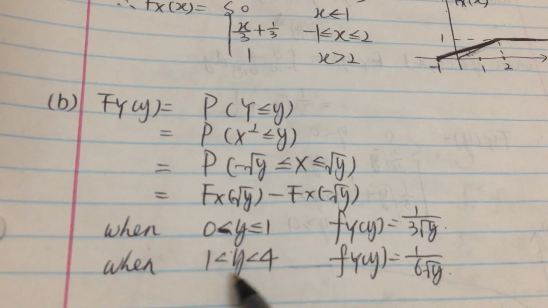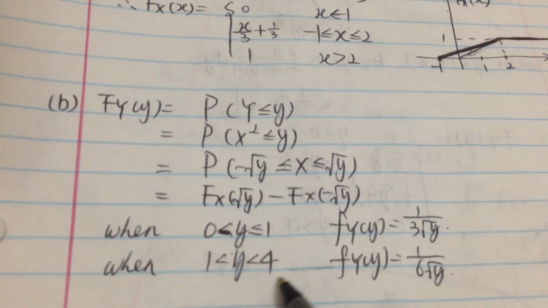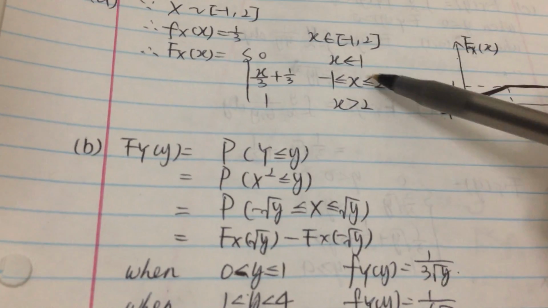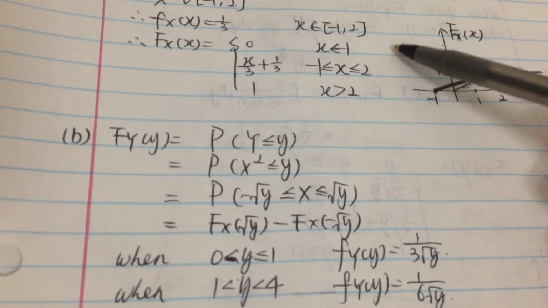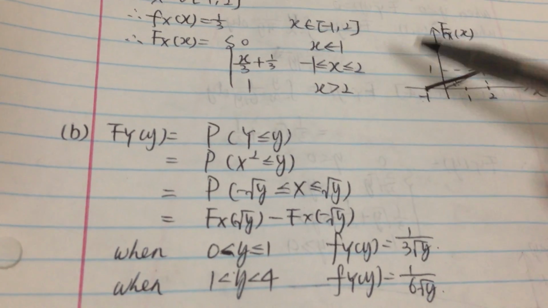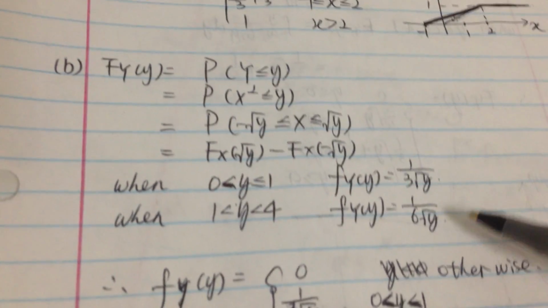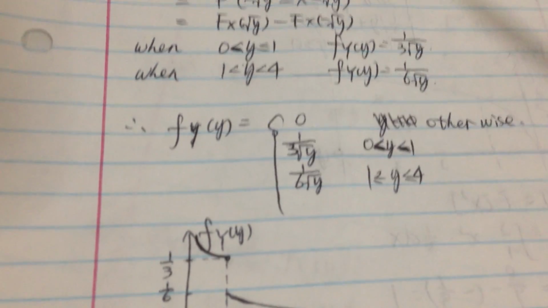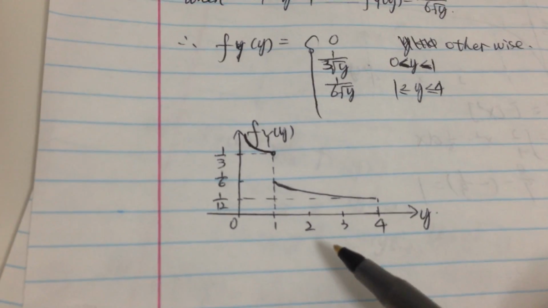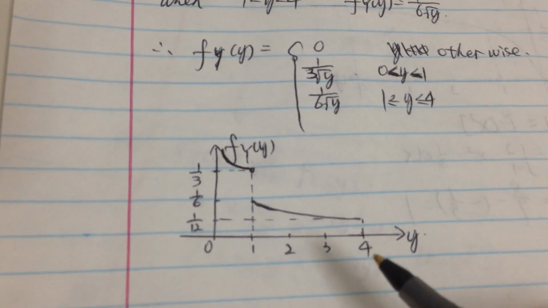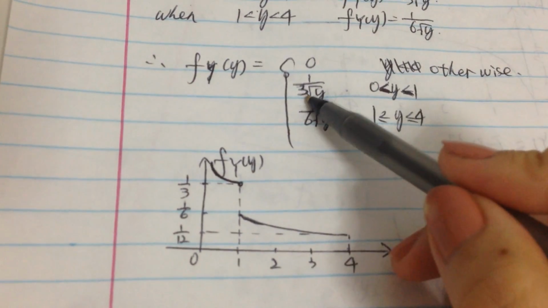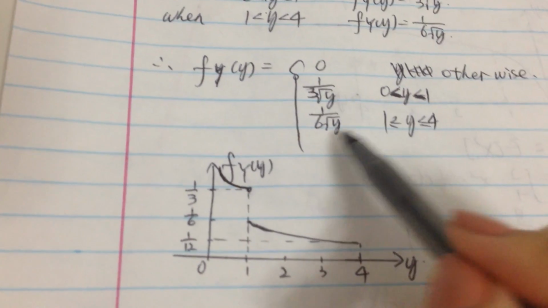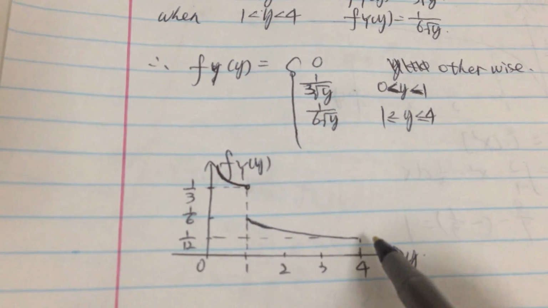And later, if the range of y is from 1 to 4, the density function of y should be this. Obviously, we use the result from question 1 as well. So this is the density function of y. Here is a figure of the density function of y. From 0 to 1, the density function would be this part, and from 1 to 4, the density function would be this part.